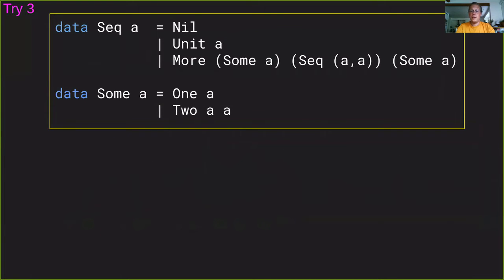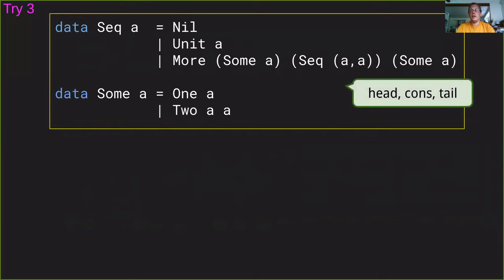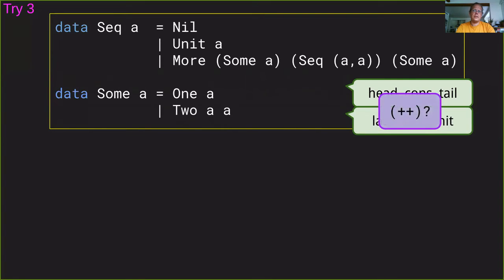So for this implementation that we have here, we have head, cons, and tail with the right worst case complexities. And by symmetry, we have last, snoc and init, so that's good. But how about plus plus? Can we implement plus plus on this data type in a satisfactory way? Well, let's look at an example.